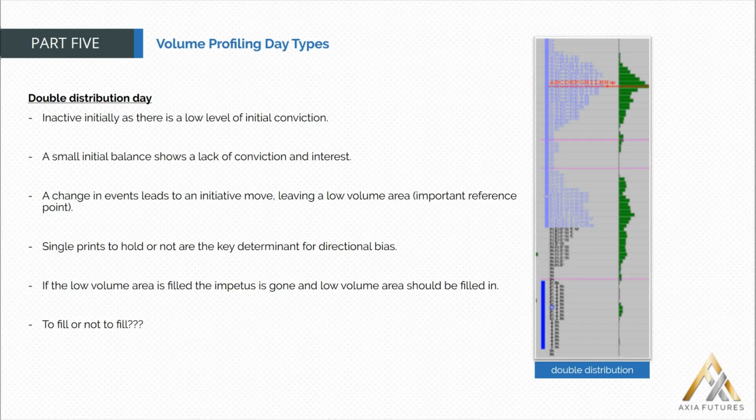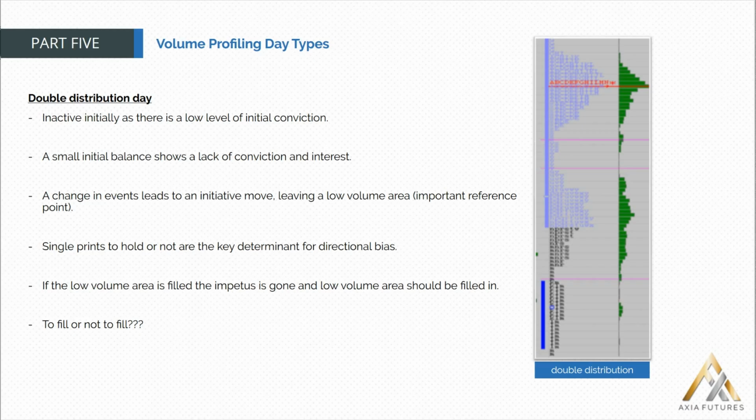But let's look at some of the characteristics of what creates a double distribution day. So initially, the market is quite inactive as there's a low level of conviction. In other words, there's very little conviction to either move up or down. Note then, we also do have a relatively small initial balance, and this is again an early identifier of a lack of conviction and interest in the market. But a change in events, whether it may be fundamental, whether it may be technical, or maybe a large order comes into the market, this suddenly creates initiative. And it's this initiative that breaks us out of the initial range.